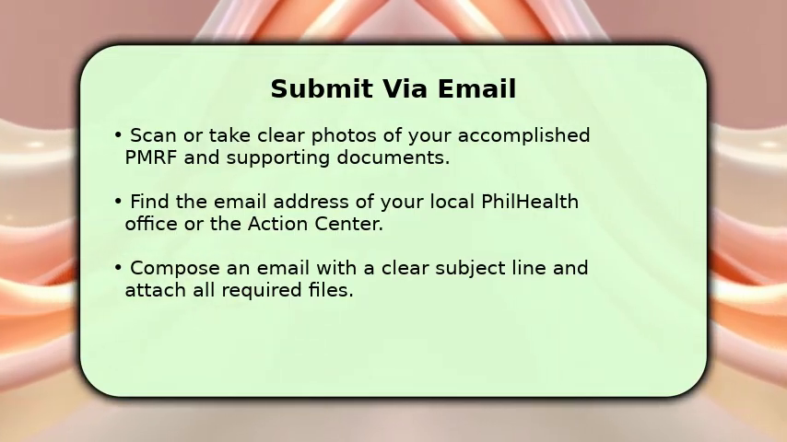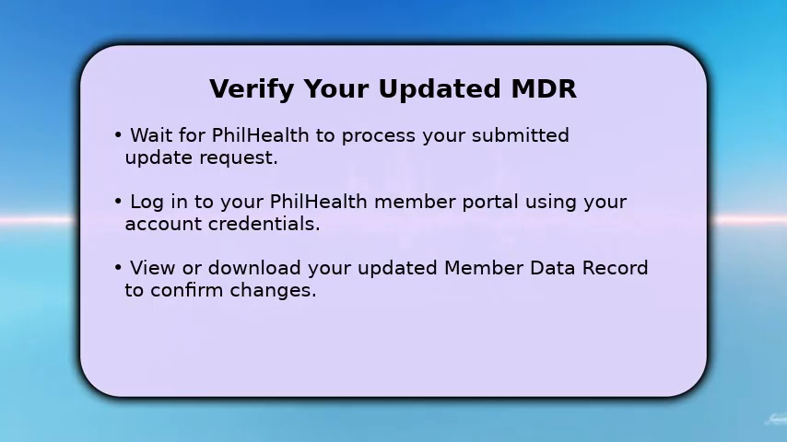before sending. After submitting your email, patiently wait for PhilHealth to process your update. This may take some time. Once processed, log into your PhilHealth member portal using your registered account. From there, you can view, download, or print your updated member data record to confirm that all your requested changes have been successfully applied.